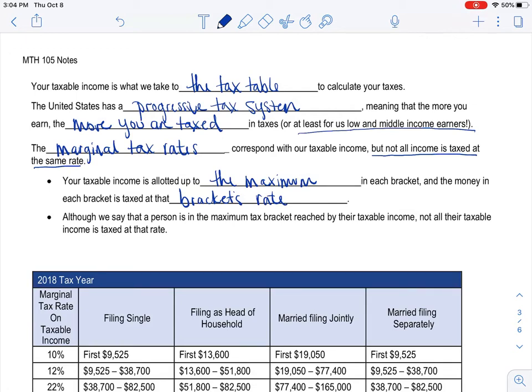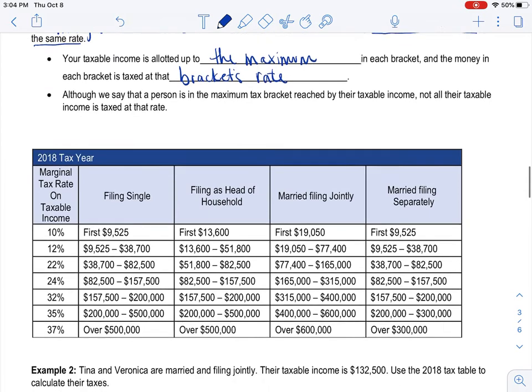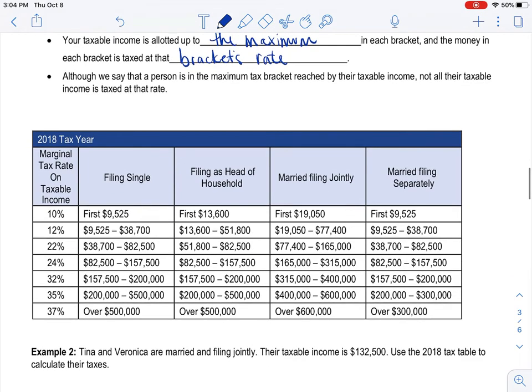Although we say that a person is in the maximum tax bracket reached by their taxable income, not all of their taxable income is taxed at that rate. So what am I talking about? So let's go to this good old tax table.